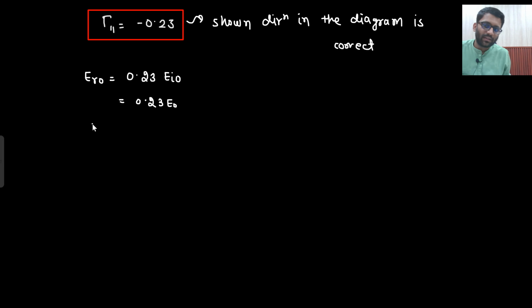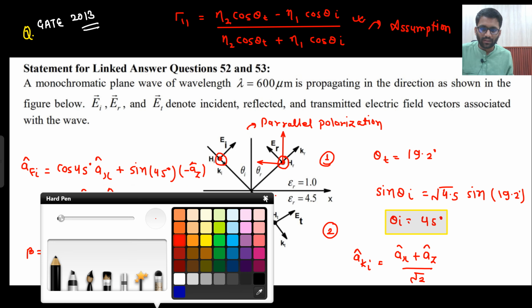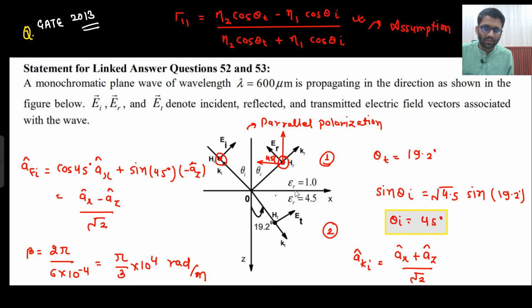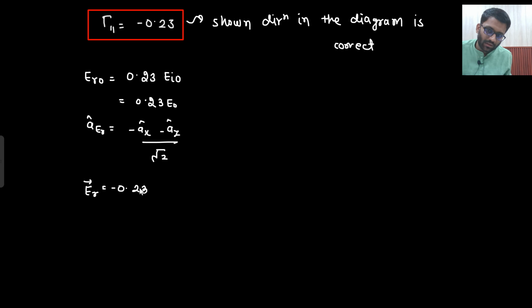Okay. What about the direction? The direction is 45 degrees. This angle is 45 degrees. So 1 cos 45 minus ax cap and 1 sin 45 minus az cap. So the direction would be minus ax cap minus az cap divided by under root 2. Okay. So my reflected electric field will be equal to 0.23 times (minus ax cap minus az cap) divided by under root 2.